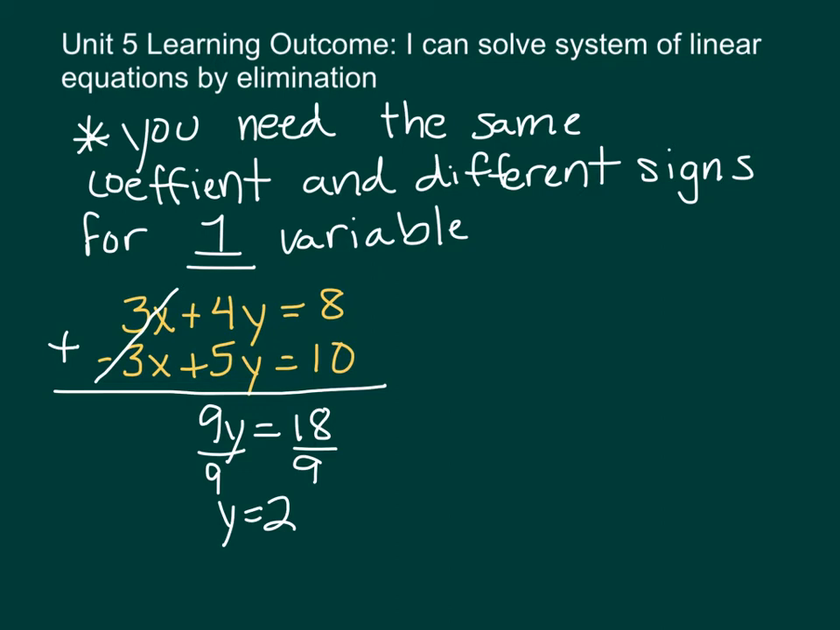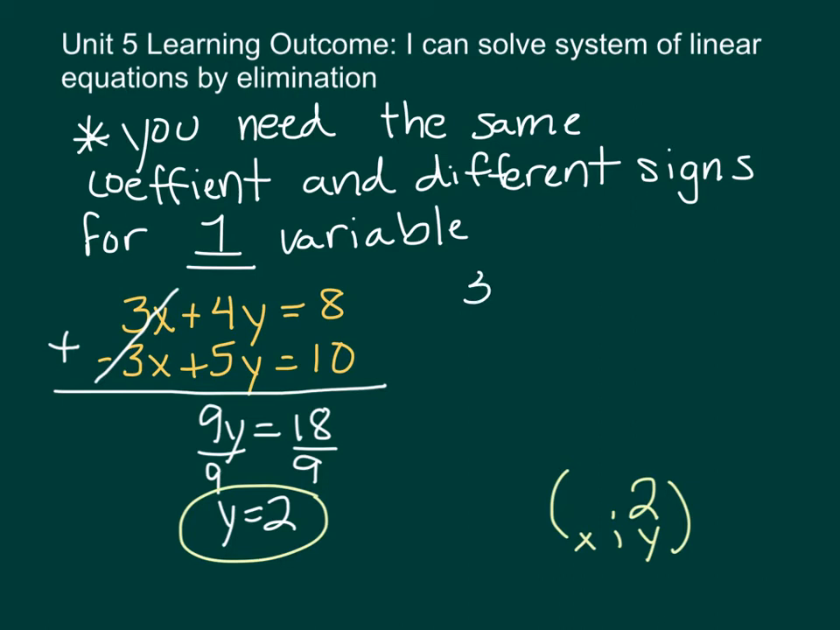Now that we have y, that is one of our values. Remember, it's always x comma y. So our y value is 2. Now we have to find our x value. Well, we have to use one of these two equations. You can pick. I think I'm going to try the first one and see how that goes.